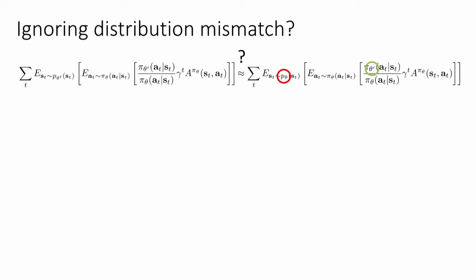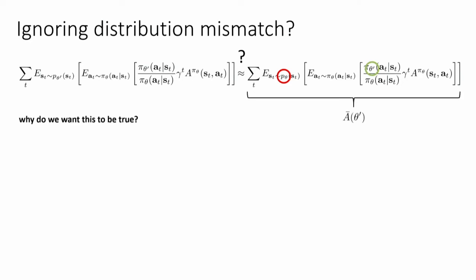So is this at least approximately true, at least sometimes, at least on a good day? Why do we want it to be true? Well, if this were all true, then let's say that this whole thing, let's call it A bar of theta prime.